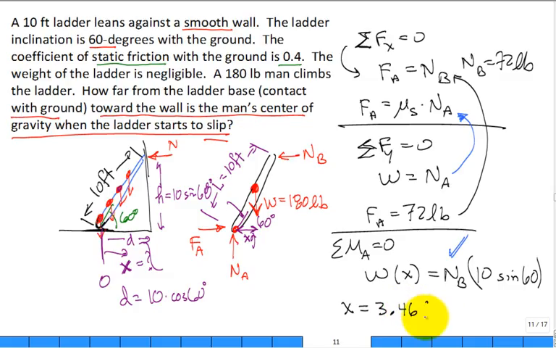And it comes in at 3.46 foot. And then you just check the distance between the base of the ladder and the wall is 5 foot. 3.46 fits in that range, right? Does that make sense? All right.